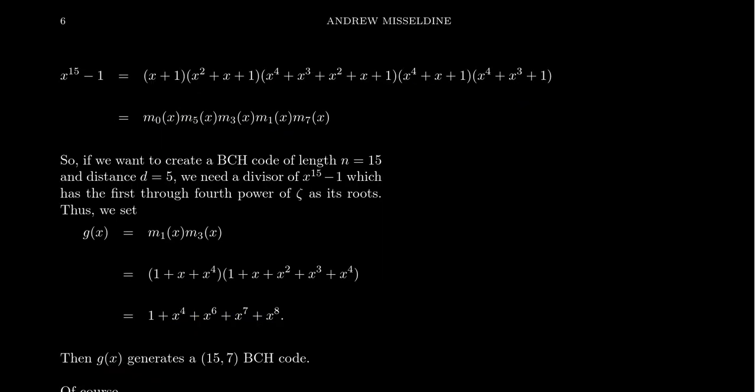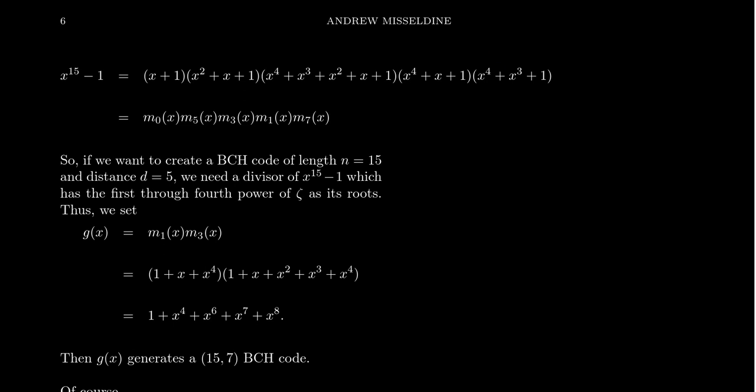All right, so in summary, x plus 1 is M0, x squared plus x plus 1 is M5, x to the 4th through x to the 0 is just going to be M3, x to the 4th plus x plus 1 is M1, and x to the 4th plus x cubed plus 1 is M7. Now, admittedly, you could swap the roles of these two polynomials. It wouldn't make much of a difference whatsoever. Well, we chose this one right here as our M1.